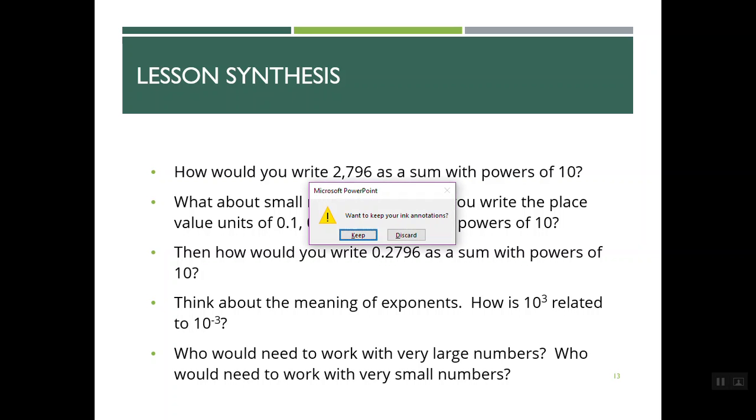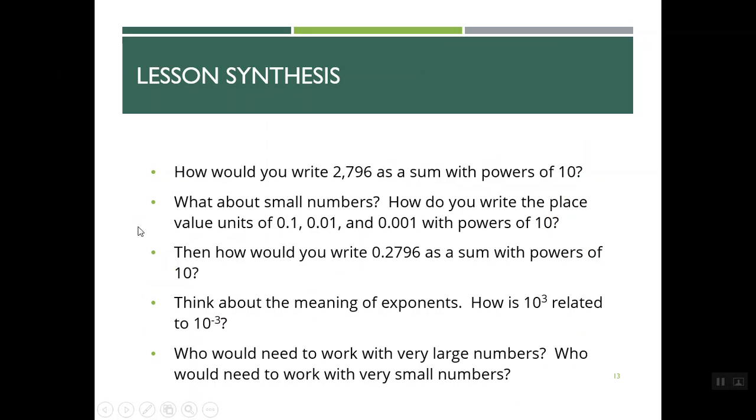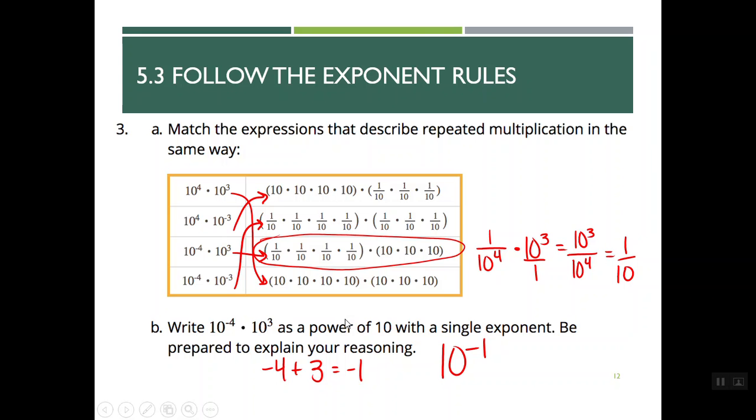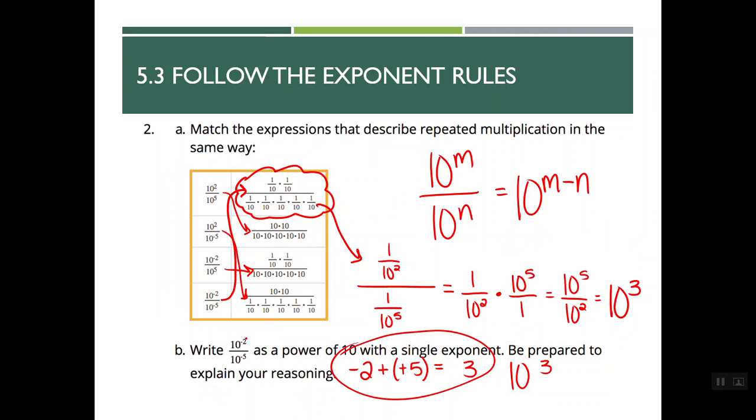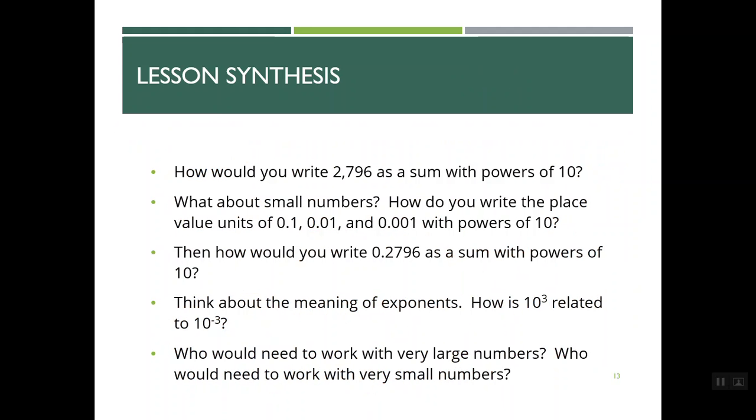So what are we learning? We're learning that all of our rules will still work even though we're dealing with negative exponents. So when you multiply powers of 10, you can still add exponents. When you're dividing powers of 10, you can still subtract exponents. And when you have a power raised to a power, you can still multiply exponents, even though we're dealing with negatives.